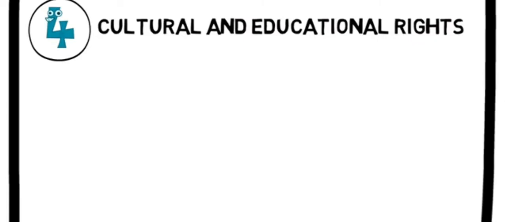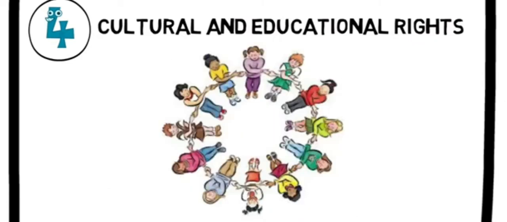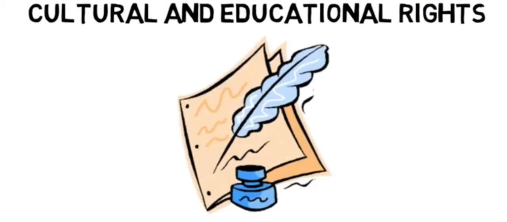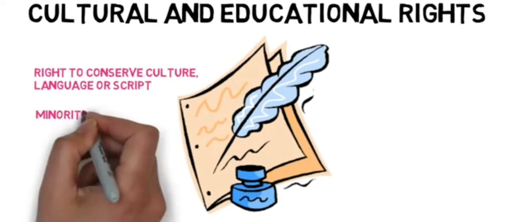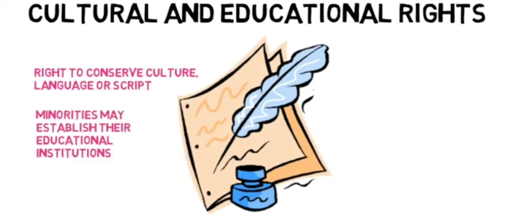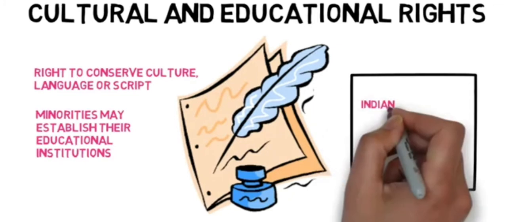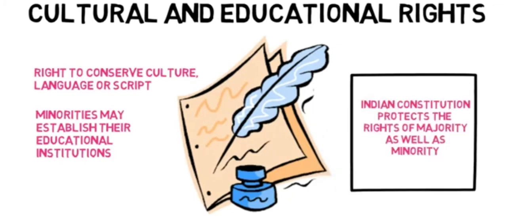The fourth fundamental right is cultural and educational rights. This right preserves the right of every citizen of India to conserve his or her culture, language, or script. Minorities or the group of people who are less in number may also establish their educational institutions. It shows that Indian Constitution helps to protect the interests of not only majority population but also minorities in the country.